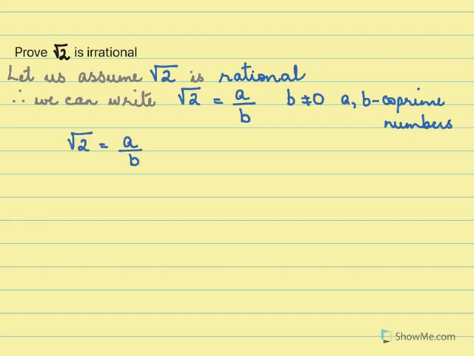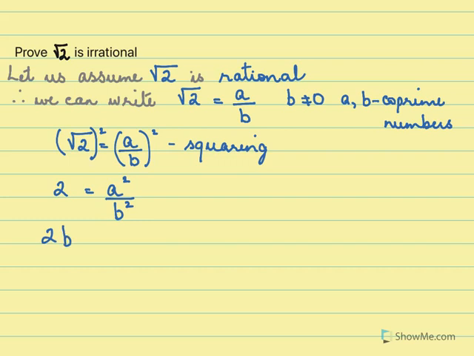Now this expression we are going to square. So we square on both the sides. Root 2 into root 2 is 2, and this will be a square over b square. So 2b square equals a square. That means a square equals 2 into b square. So we can say that 2 is a factor of a square, and if 2 is a factor of a square, 2 is also a factor of a.